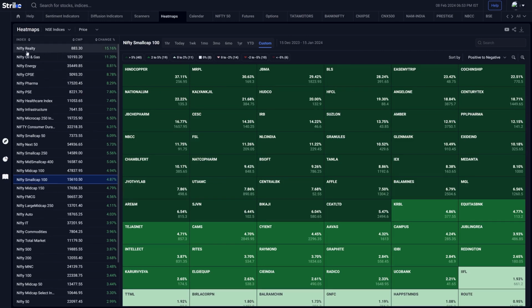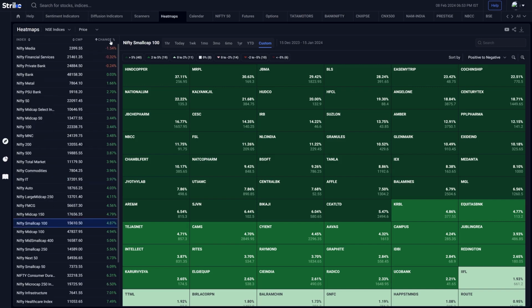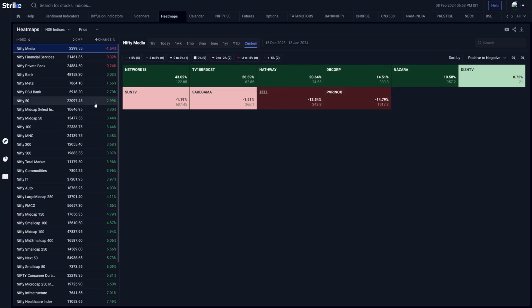Realty is, of course, on top. So is energy, oil and gas, CPSE. But we reverse this upside down and we look at where is the weakness. Number one on top is media, followed by financial services, private banks and banking. So ideally, this is where you would be looking for your shorts, because this is where the weakness was from mid of December to the early part of January.